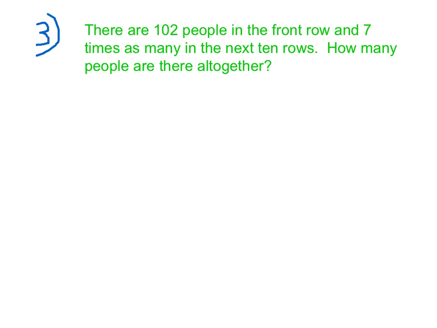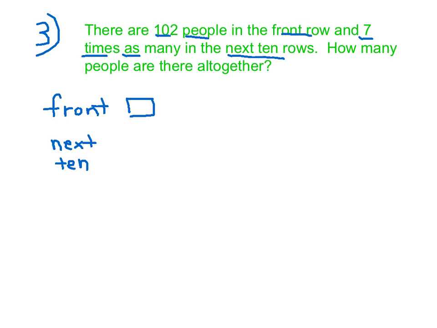Okay, as I solve this problem, I notice that I'm keeping track of the number of people who are in the front row and the people who are in the next 10 rows. Okay, when I look at who has the smallest amount, I notice that there are 102 people in the front row, but there are 7 times as many in the next 10 rows. So the front row has the smallest amount. So I'm going to give the front row the box.